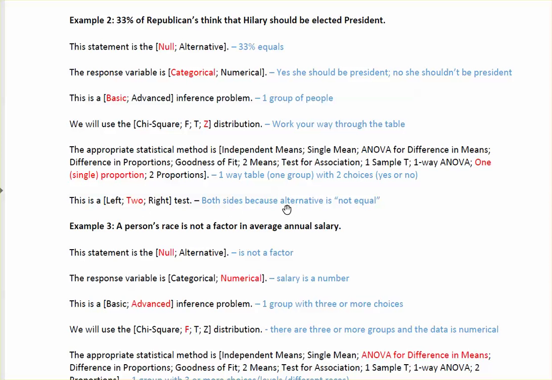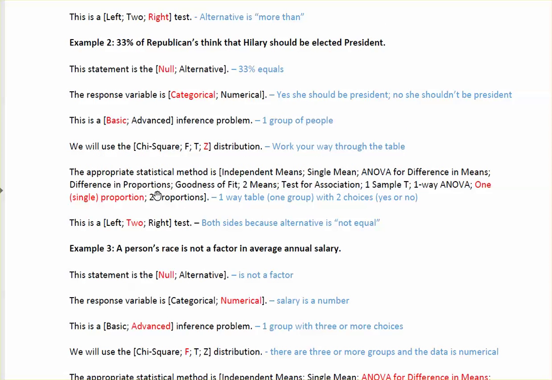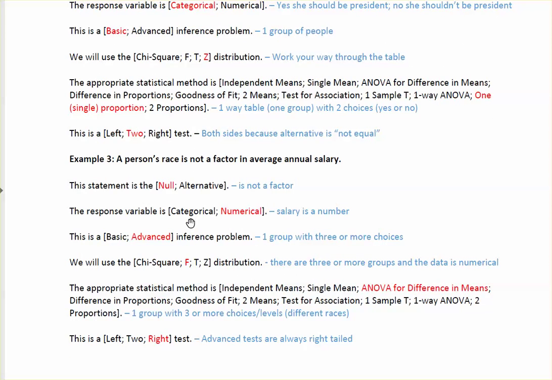And then which side or which test, left, right, tailed, and it is a 2 because that equals is the equality, so that's the null. The alternative would be the not equals, and a not equals is a two-tailed or two-sided test.